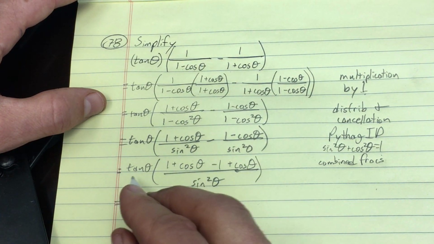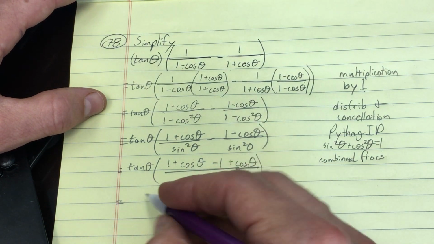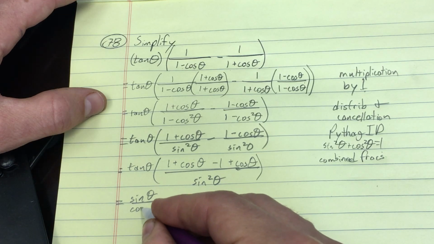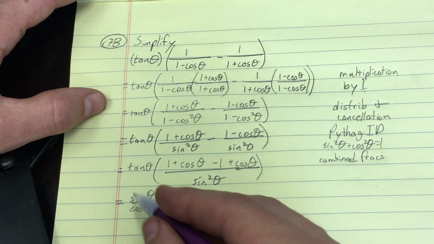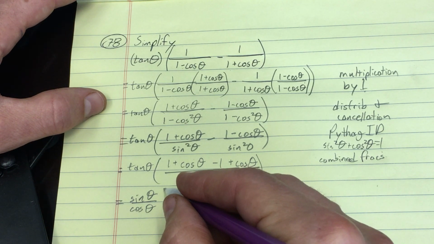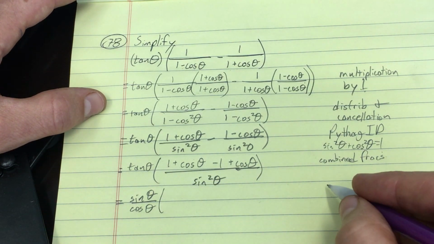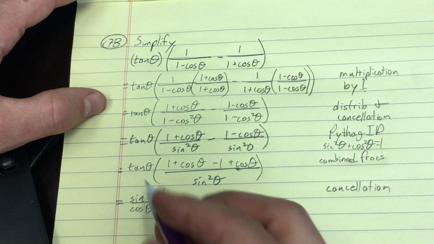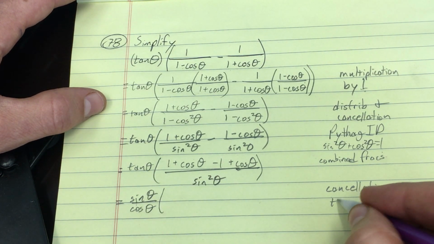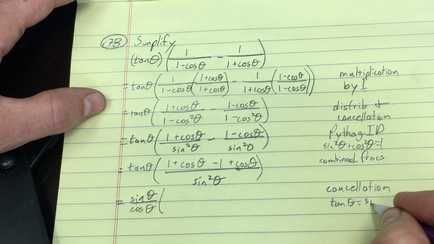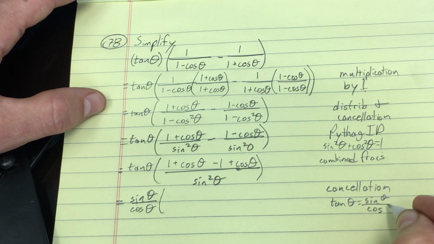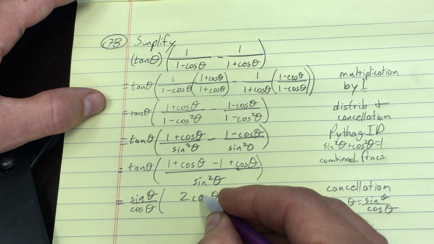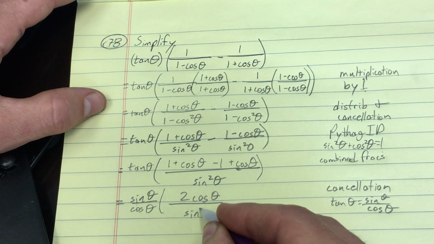So I think what I'm going to do is write tangent in terms of sine theta over cosine theta. So this is an alternate definition of tangent. And here, I have some cancellation going on and an alternate description of tan. Tan theta equals sine theta over cosine theta. Okay, so these cancel, and I get 2 cosine theta over sine squared theta.